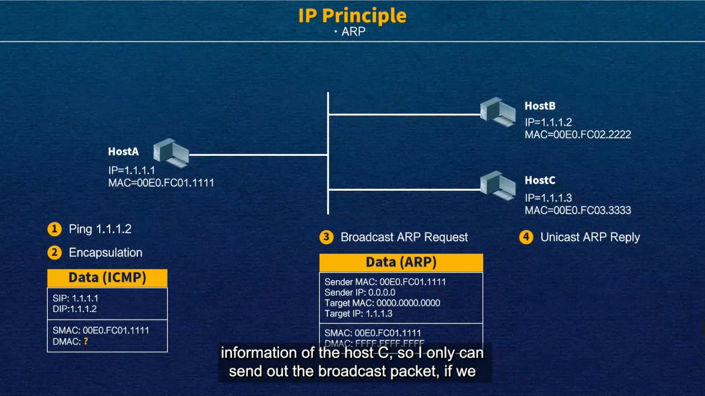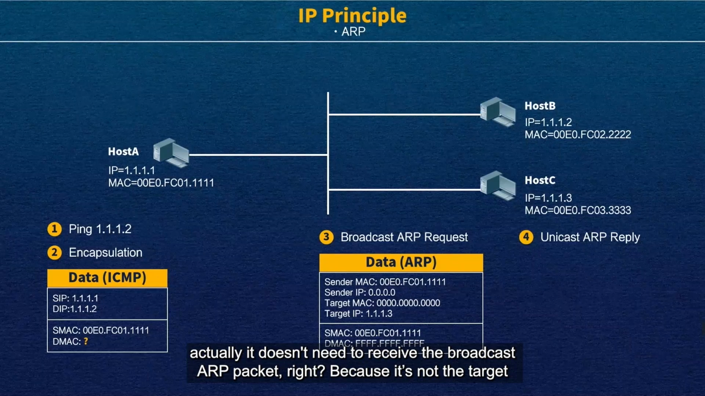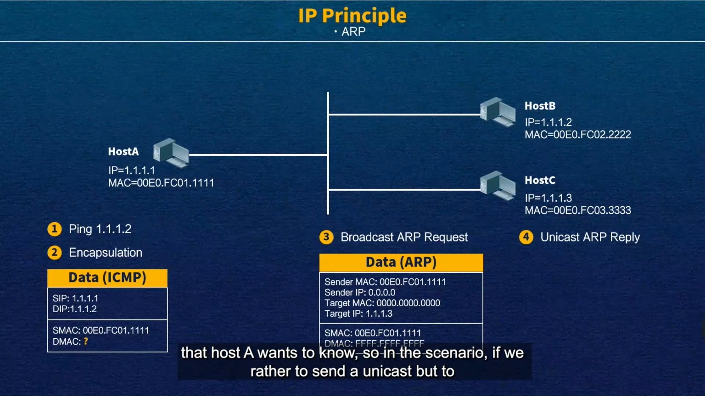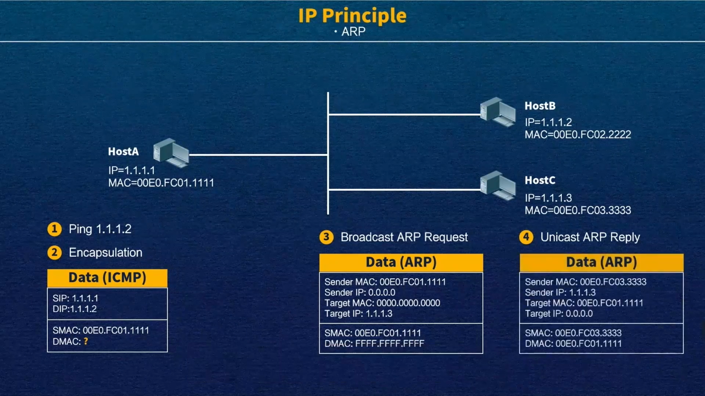If we send out broadcast packets all the time, this is a waste of resources. Like host B, actually I don't need to receive the broadcast ARP packets, right? Because I'm not the target that host A wants to know. So in this scenario, if we can send out unicast, we don't want to send out broadcast packets. So host C will directly reply using unicast packets.